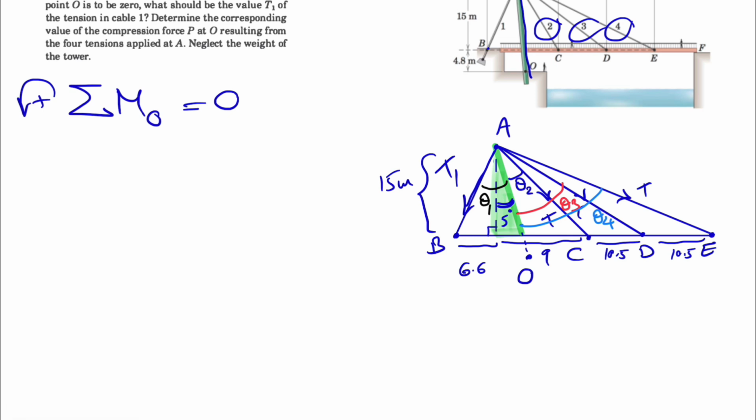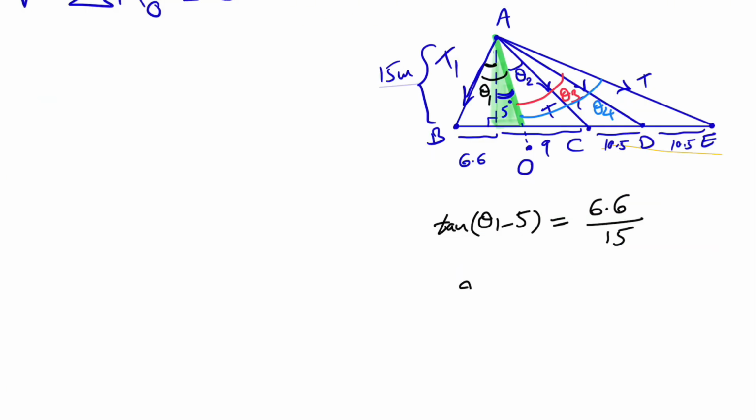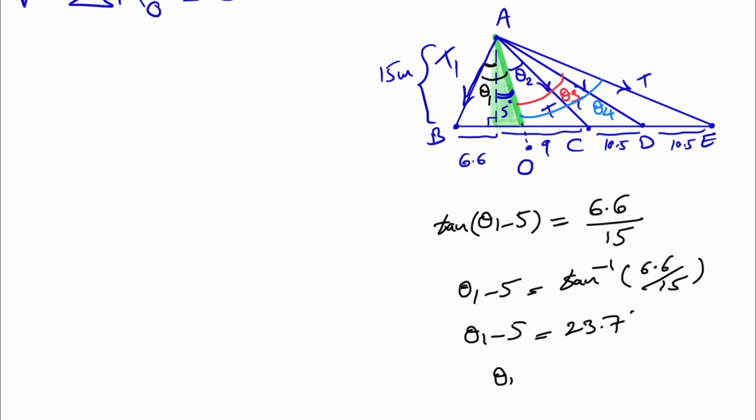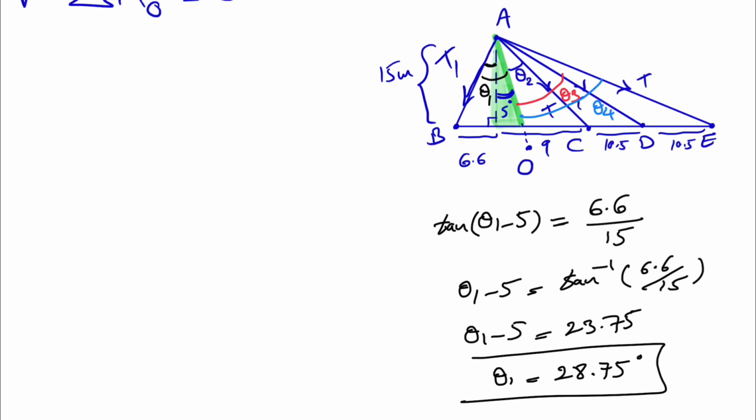Let's start with theta 1. The tangent of this angle, theta 1 minus 5 degrees, will be the opposite over the adjacent, which is 6.6 over 15. So theta 1 minus 5 will be the tangent inverse of 6.6 over 15, which is 23.7 degrees. So our theta 1 will be 28.7 degrees. We found one of the angles we were looking for, theta 1. We have 3 more to go.